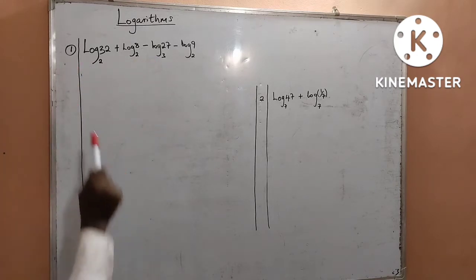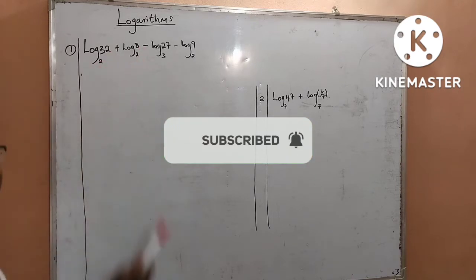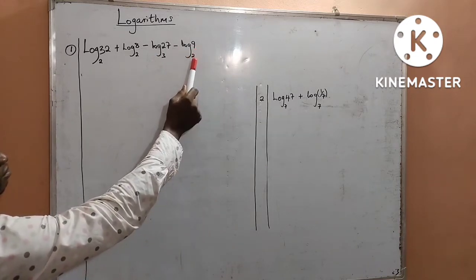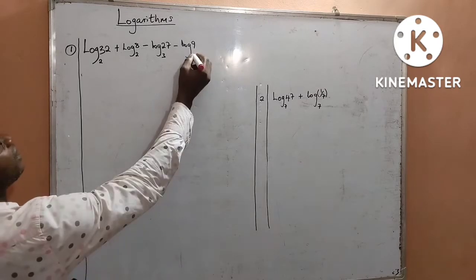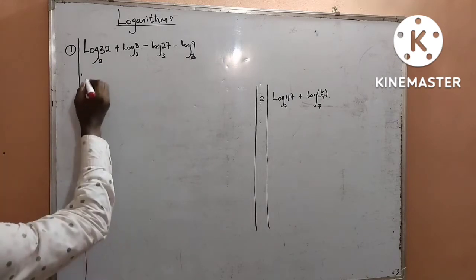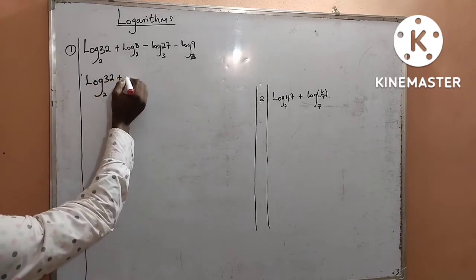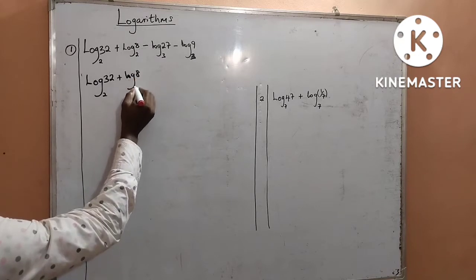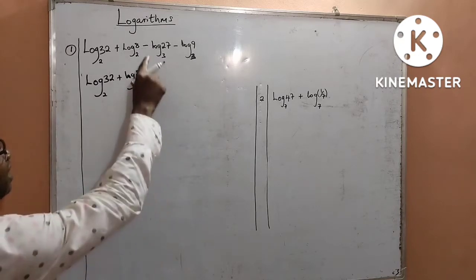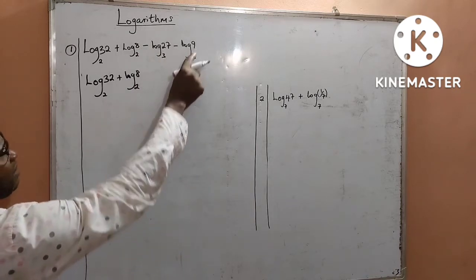We are asked to simplify log 32 base 2 plus log 8 base 2 minus log 27 base 3 minus log 9 base 3. Okay? Therefore, we move on. From the expression, we can write it as log of 32 base 2 plus log of 8 base 2, then minus log 27 base 3 and another minus log 9 base 3.